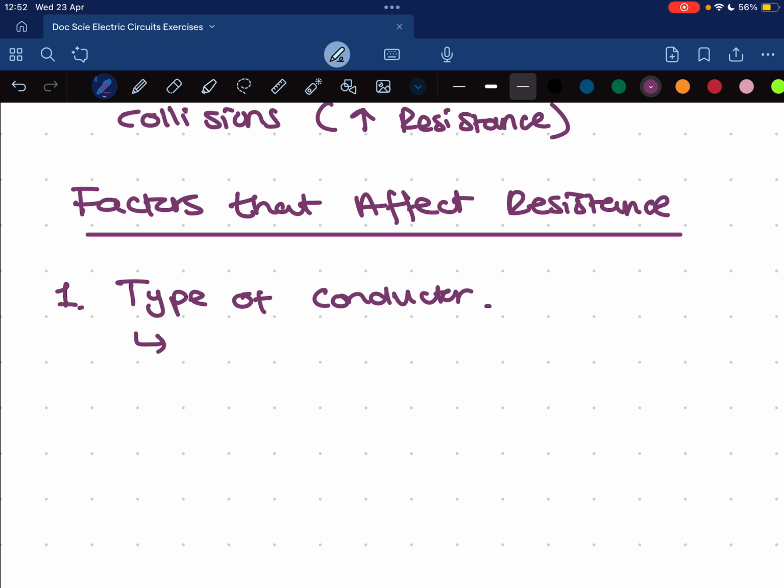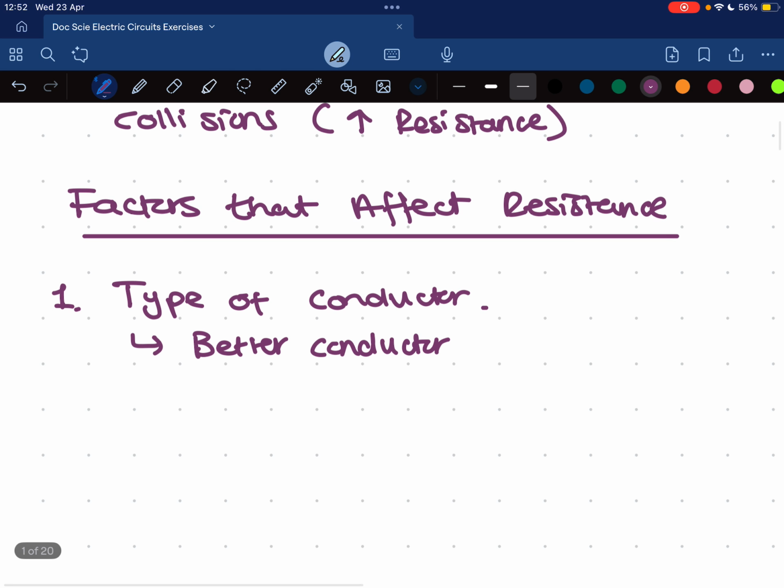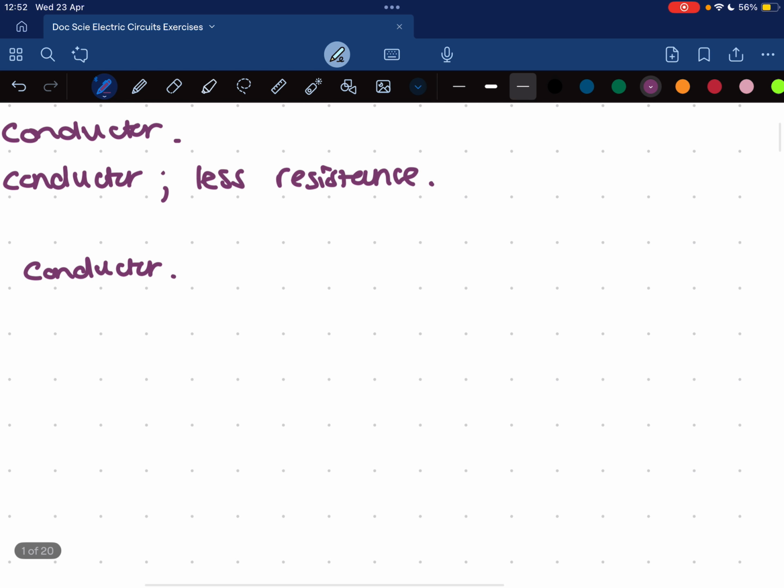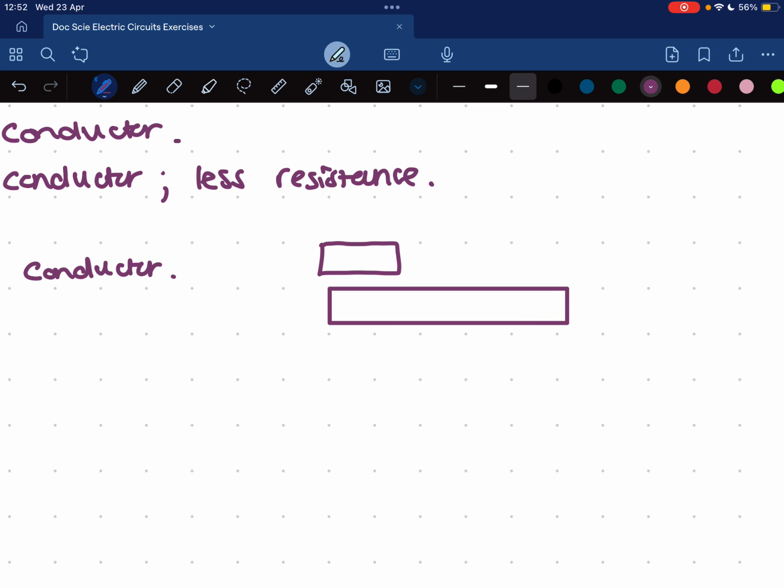So if we have a better conductor, just based on the type of material, you will have less resistance. Okay, now the second factor is the length of the conductor. So if you think about the length of the conductor, consider 2 conductors like this. You can see that clearly the one conductor is a lot longer than the other conductor.